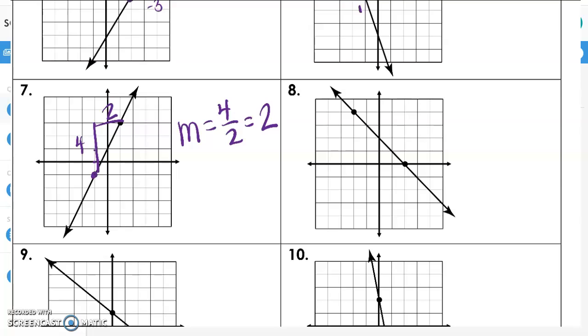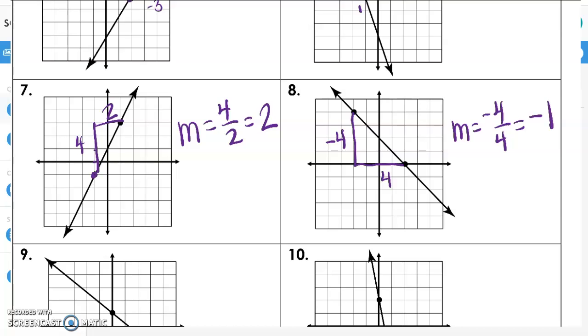Number 8, again, hopefully you can see right away that this is negative. So we went down 4, and we went right 4. So negative 4 over 4 is negative 1.